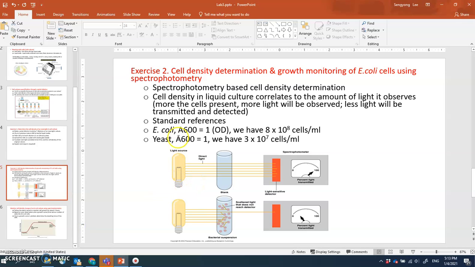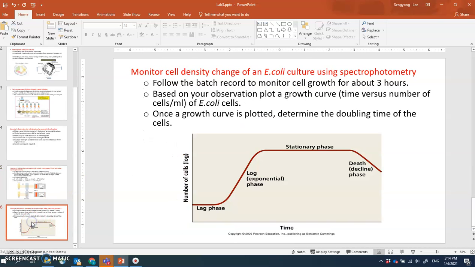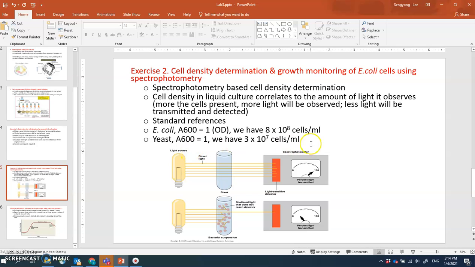That will be exercise 2, monitoring the cell growth pattern using liquid culture. We have the batch record in your core shell, and you'll follow that. You will be given the overnight culture. You'll inoculate it into the cell culture medium, TXYT medium, as in lab 2 last week, and then you will observe the absorbance change through about a 3-hour time period. From the absorbance, you will convert that to a cell density and, based on that, plot a growth curve. Growth curve means what? If you have time versus number of cells, using this equation you'll be able to figure out the number of cells, cells per mil.